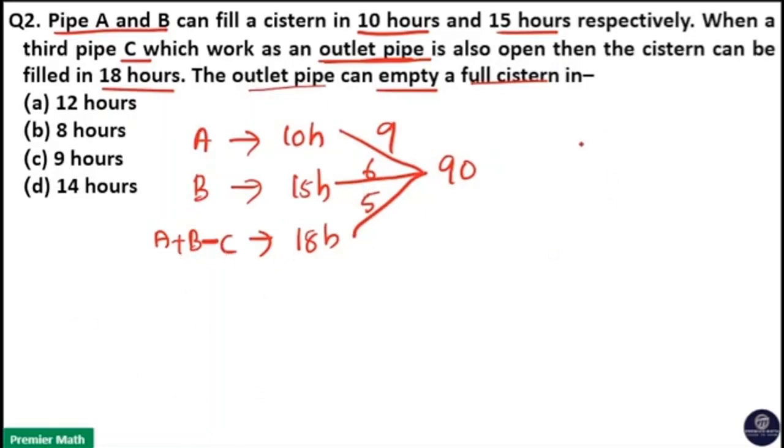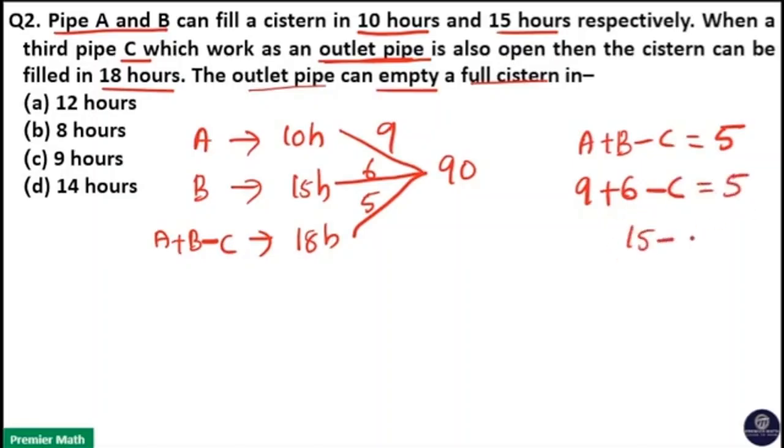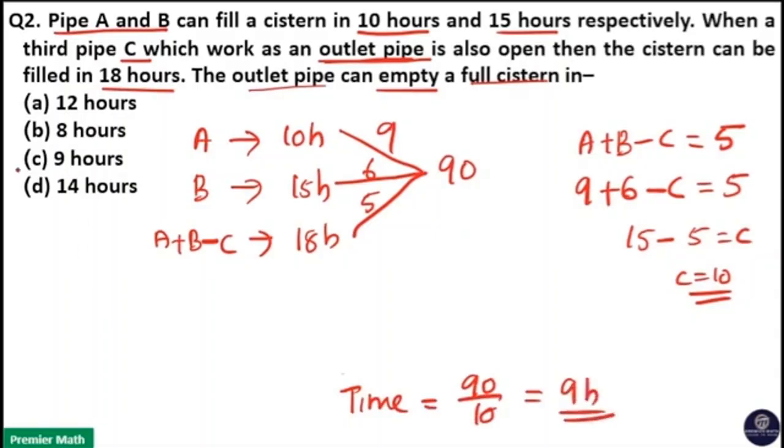That means A plus B minus C's efficiency is 5. We already know A's efficiency is 9 and B's efficiency is 6, and C's efficiency we have to find out. So 9 plus 6 is 15, and 15 minus 5 is C. So C's efficiency is 10 here. If C's efficiency is 10, the time taken by C to empty the full tank is 90 by 10, which is equal to 9 hours. So option C is your answer.